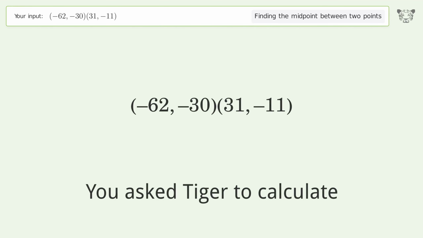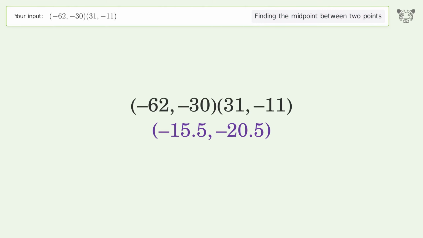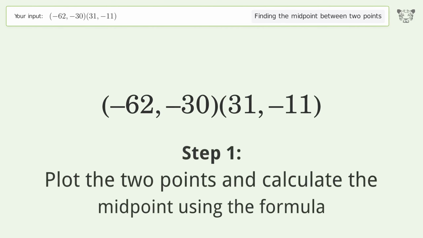You ask Tiger to calculate. This deals with finding the midpoint between 2 points. The midpoint between the 2 points is -15.5, -20.5. Let's solve it step by step. Plot the 2 points and calculate the midpoint using the formula.